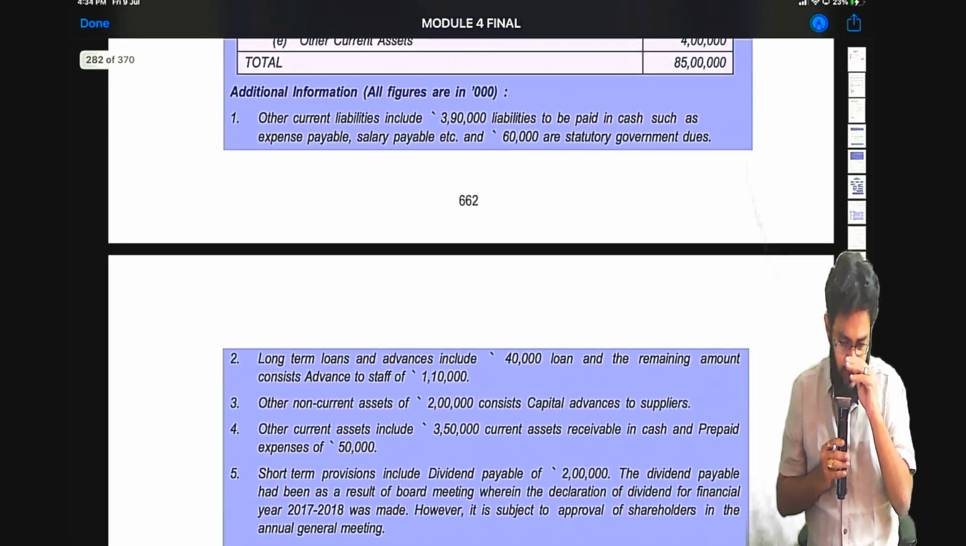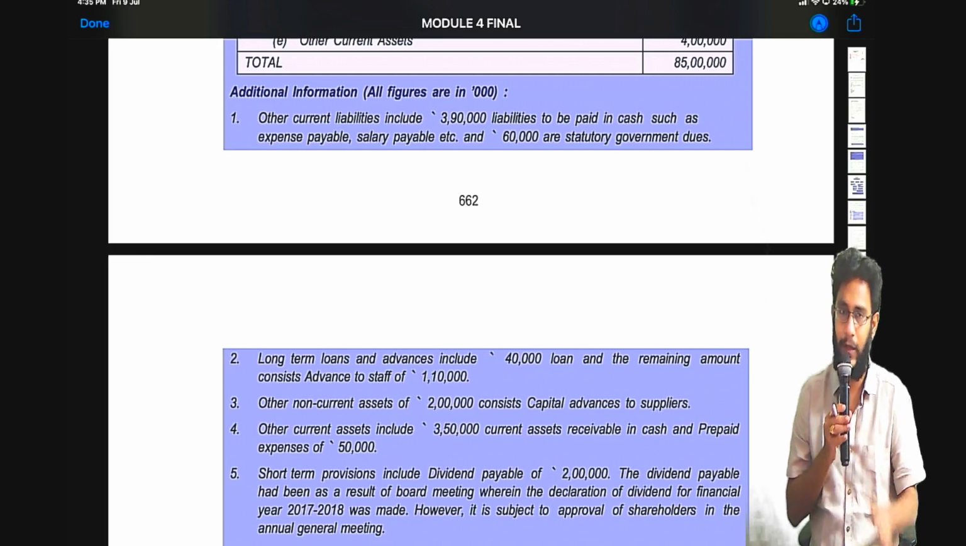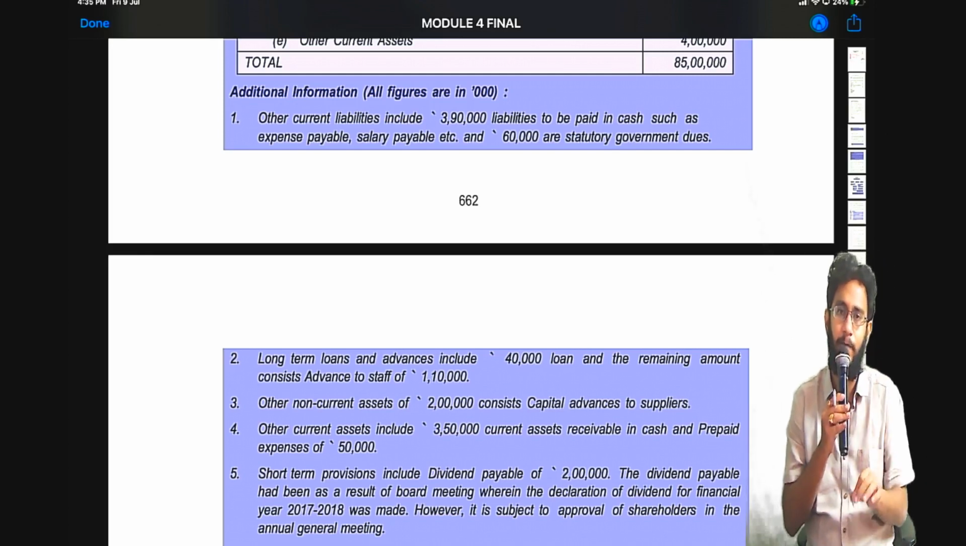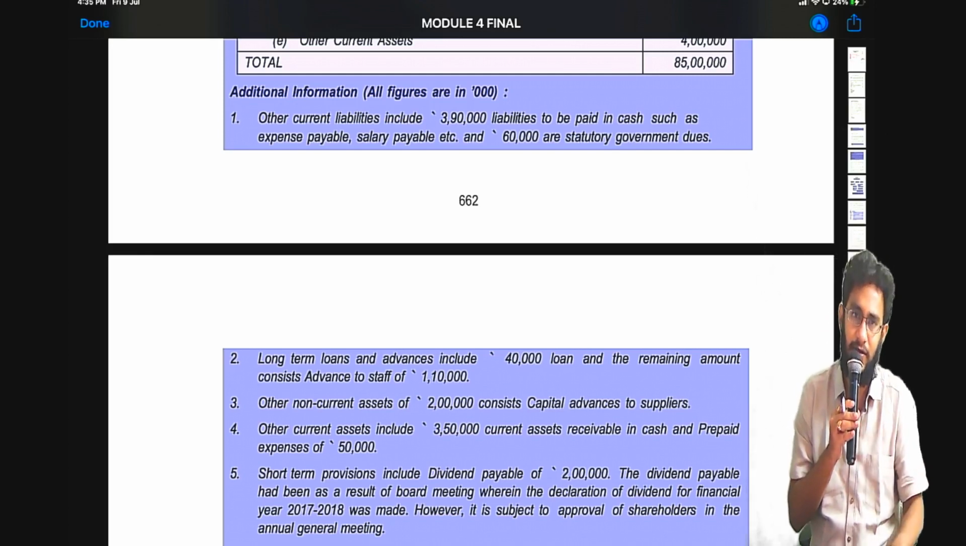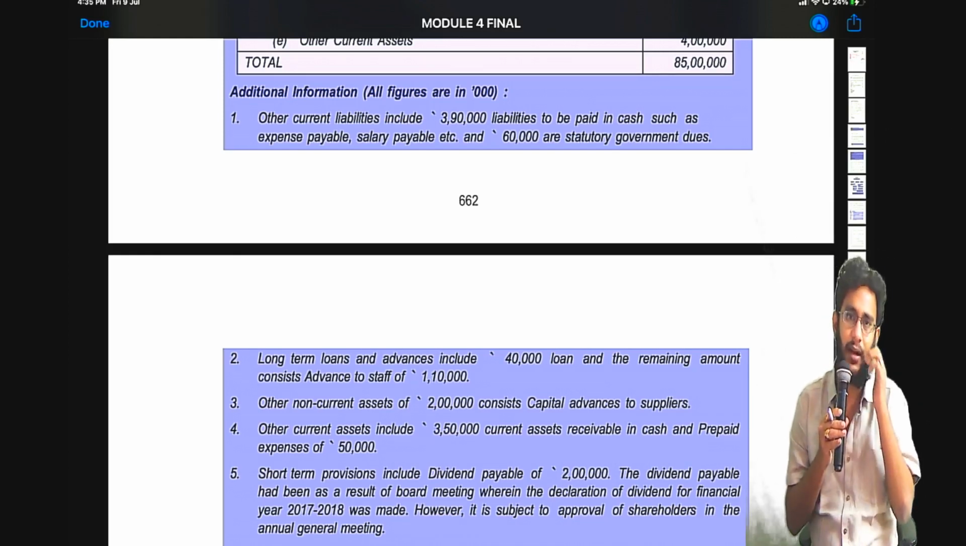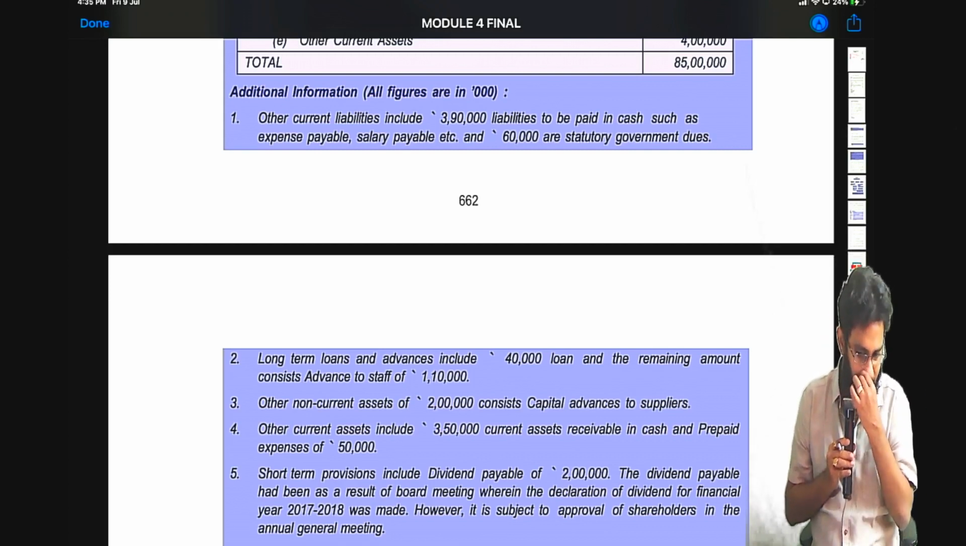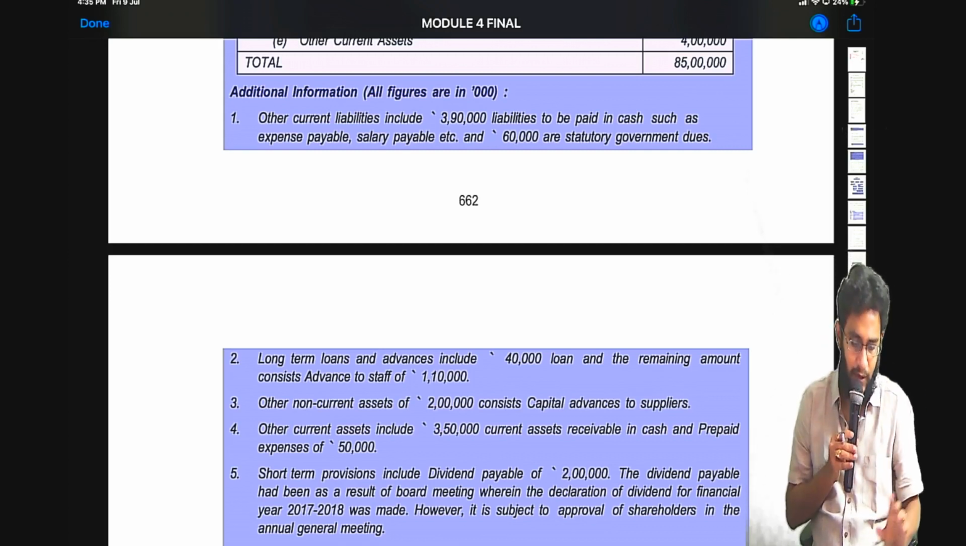These 1, 2, 3, 4, 5 points are grouping errors. Grouping error means something sitting in current assets or other current assets, you have to group it into some other place. Something sitting under the heading of long-term borrowings, you have to remove from there and put it in some other place.